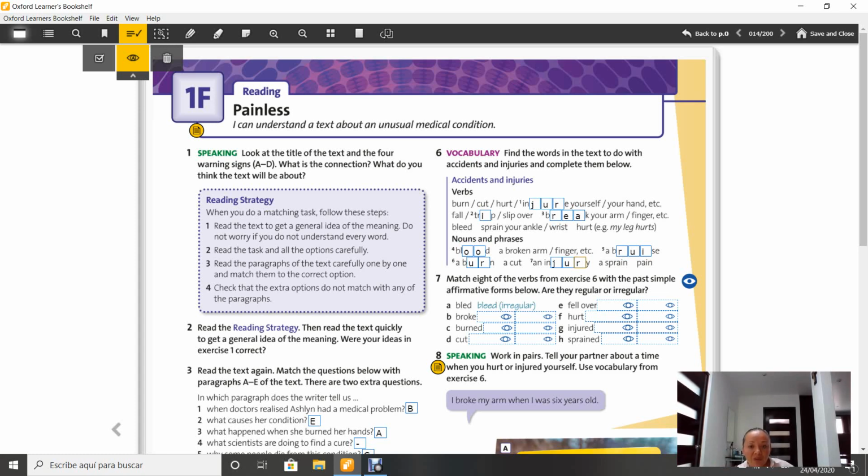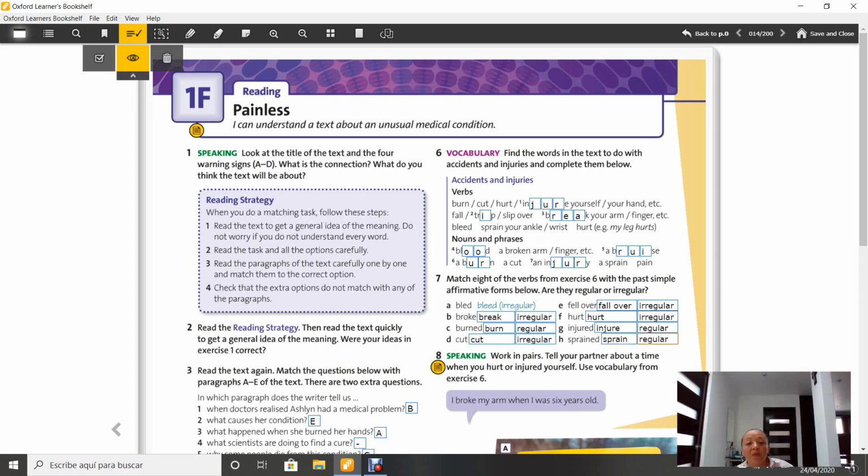Okay, match 8 of the verbs from exercise 6 with the past simple affirmative forms below. Are they regular or irregular? And we have bled, bleed, bled. Broke, remember? Break, broke, irregular. Burn, burnt, regular. Cut, irregular. Fall over, irregular. Hurt, irregular. Injured, regular. Sprain, regular.